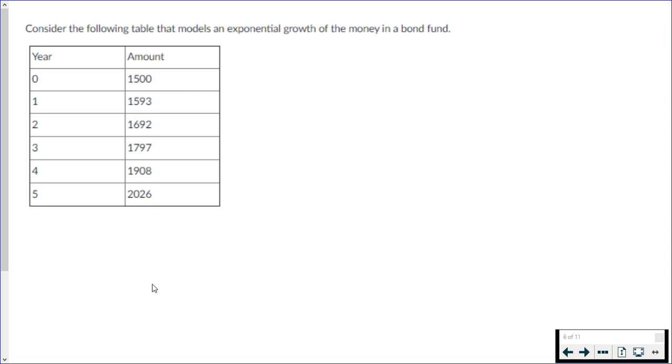Okay, this is my second video using this scenario. We've got this table where we have exponential growth of an amount of money. We started with 1,500. In my previous video, I found that the amount was increasing by 6.2% each year. In this video, I'm going to show you how to write the function matching this scenario.